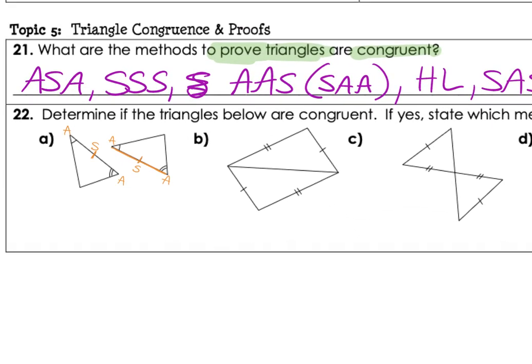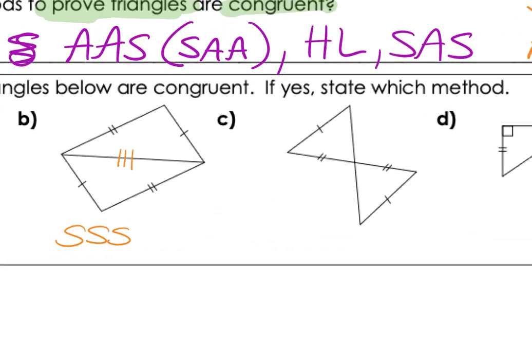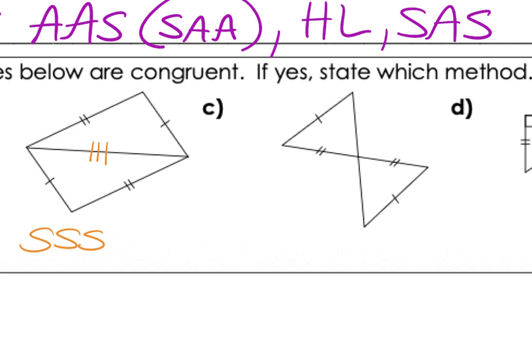All right, what about letter B? What would you mark on this one for me on your test? The reflexive. This is congruent to itself. So does that prove those two triangles congruent? By SSS. Great.